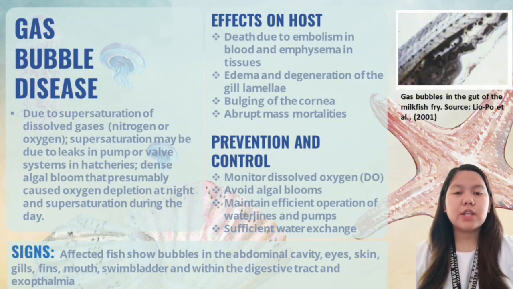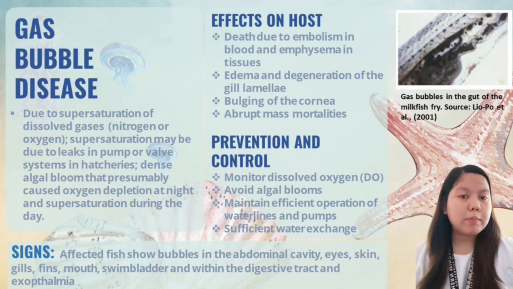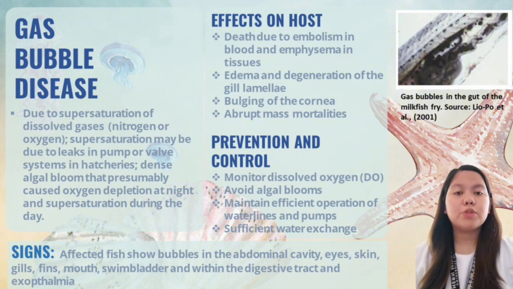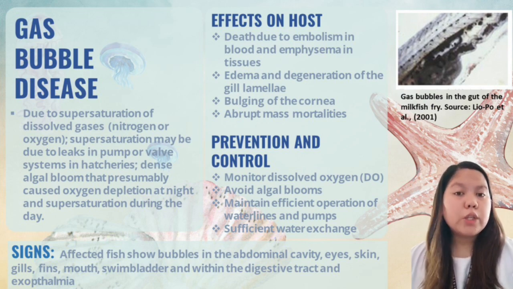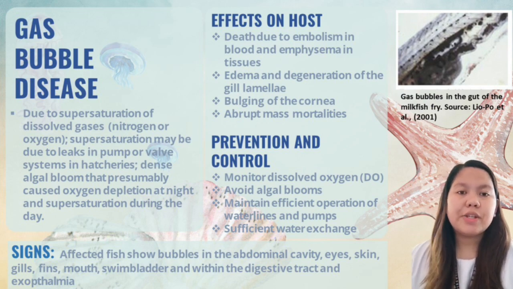So signs associated with gas bubble disease include presence of bubbles in the abdominal cavity, the eyes, the skin, the gills, the fins, the mouth, the swim bladder, and within the digestive tract. It also includes exophthalmia, or the abnormal protrusion of the eye or both eyes. So what could be the effects of this disease on our host?